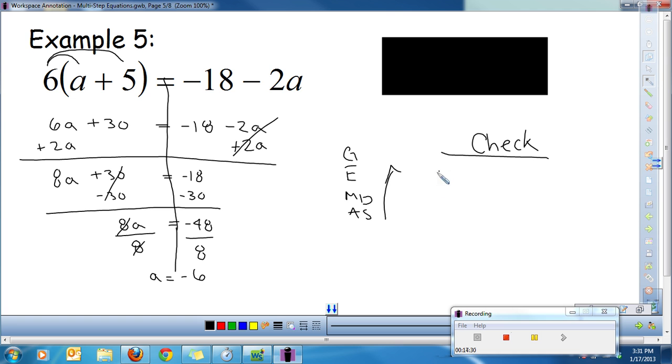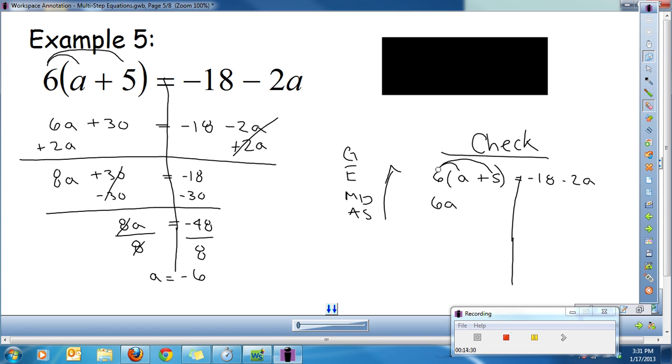Let's check our work. Remember, use your original equation. 6 times a plus 5 is equal to negative 18 minus 2a. So 6 times a is 6a. 6 times 5... what am I doing wrong here? Oh, I forgot to plug in my value that I got for a.